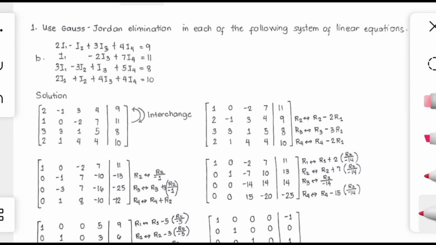So we have here item number 1B. Use Gauss-Jordan elimination in each of the following systems of linear equations.